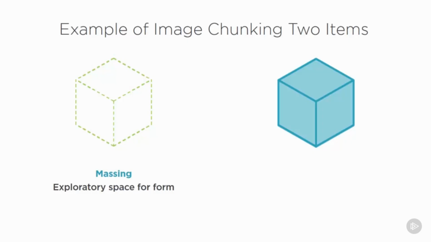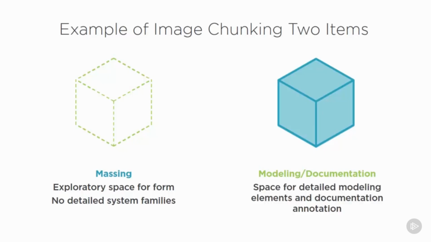The massing environment is a space where we can explore form generation and not get into detail by assigning any kind of system families such as your walls. And the modeling environment. The modeling environment is where the bulk of the documentation that we do in Revit happens. It's where all of our system families and our custom families live and produce information for our drawings.